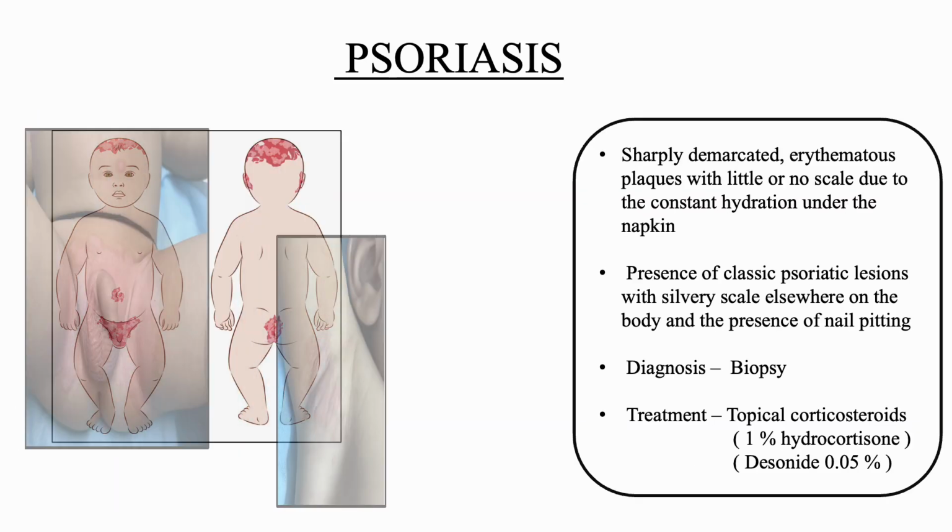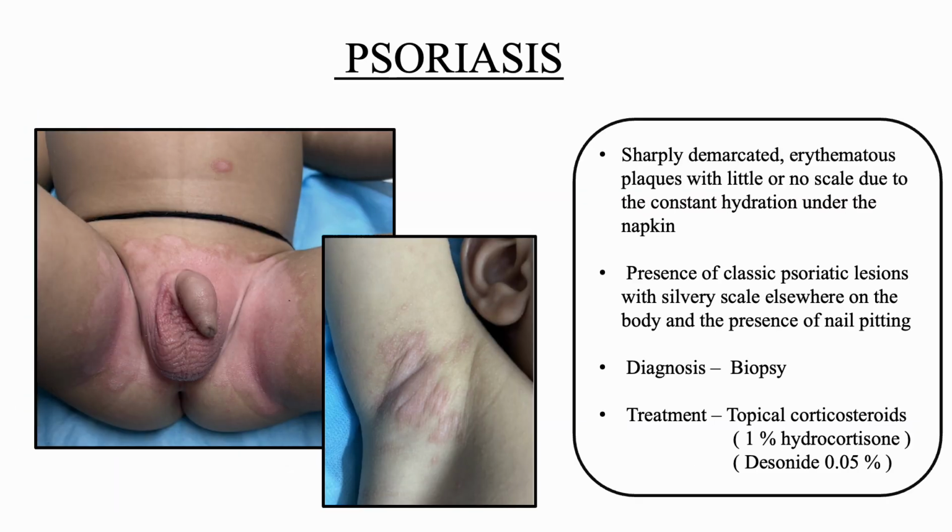In psoriasis, we will see a sharply demarcated erythematous plaque with little or no scale due to the constant hydration under the napkin. We can also see presence of classical psoriatic lesions with silvery white scales elsewhere on the body and the presence of nail pitting. Diagnosis is made by biopsy and treatment is topical corticosteroids.